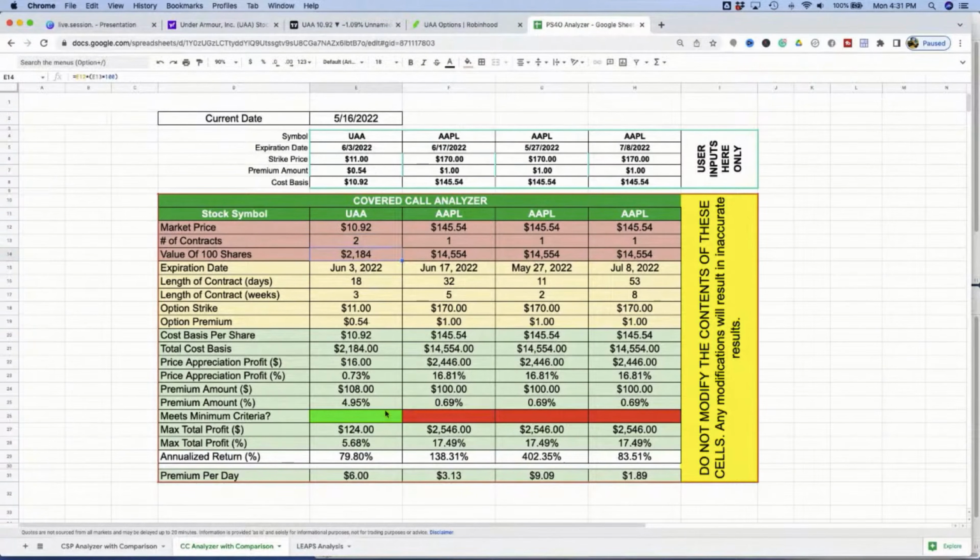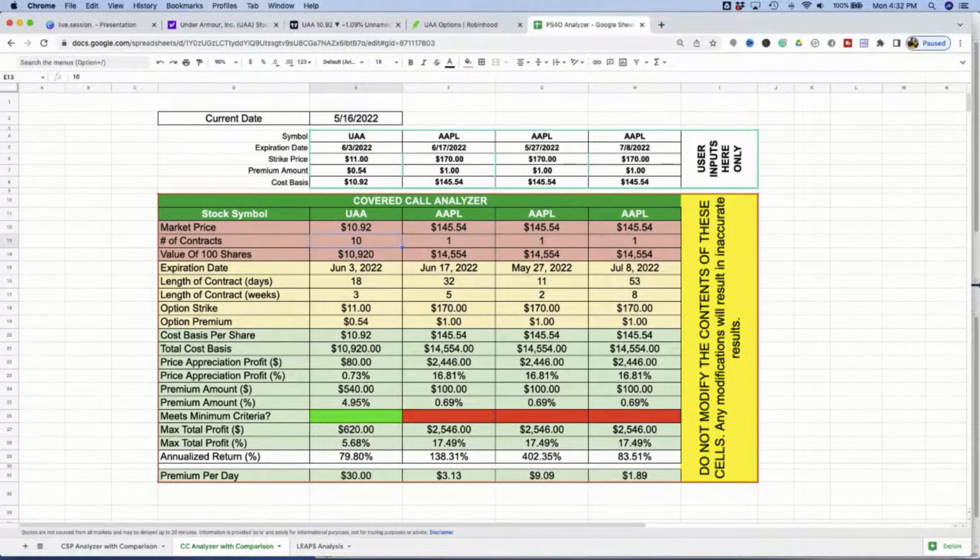Or, what happens? Well, now I'm talking about receiving a premium payment of $108. Or let's say I have 1,000 shares of UAA. So with 1,000 shares, I could sell 10 contracts. Now we're talking about receiving a premium payment of $540. So you can see how this starts to add up.